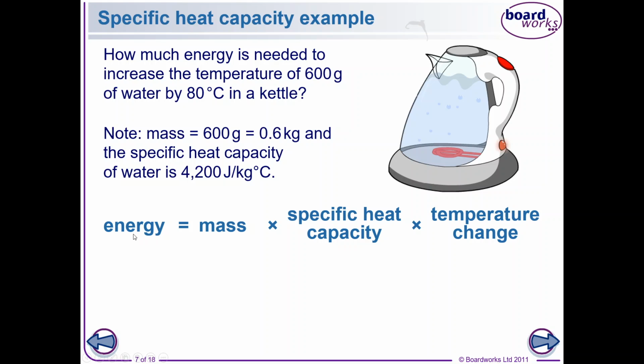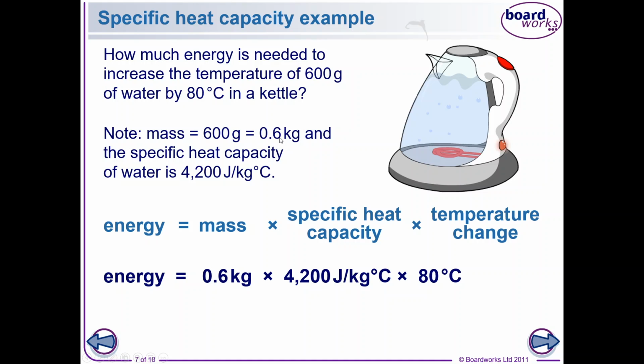So to work out the energy, it's the mass times the specific heat capacity times the temperature change. All that information is given to you in the question. So in the question it says the mass is 0.6 kilograms. It says the specific heat capacity is 4,200 joules per kilogram degree C. And the temperature change, it's saying it needs to increase it by 80 degrees, so it would be 80. Sometimes it's worth underlining the numbers that you see in the equation, in the questions that you're given, because that'll make it easier to actually pick out which ones you need.